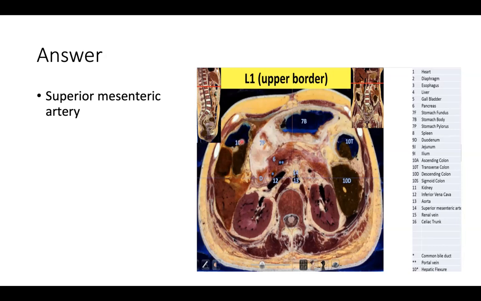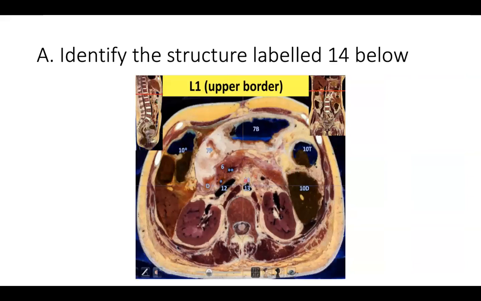It's almost disappeared, and this is the hepatic flexure, and this right here is the stomach body, and this is the transverse colon, and this right here is the descending colon, okay? But this structure is the one that I was talking about. This tiny thing that's coming out, that's your SMA.